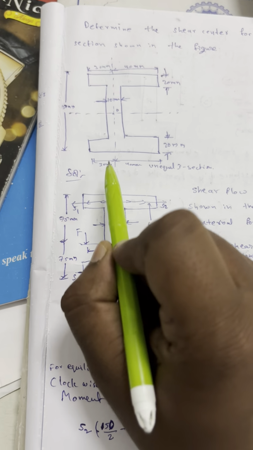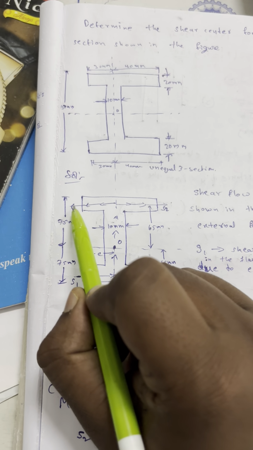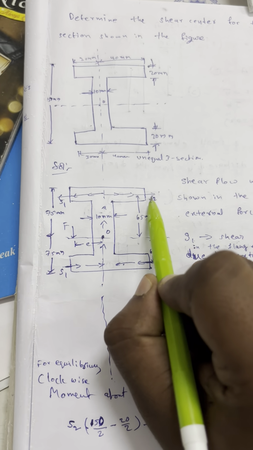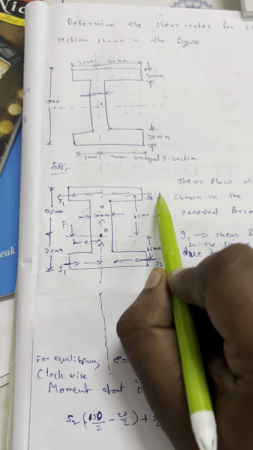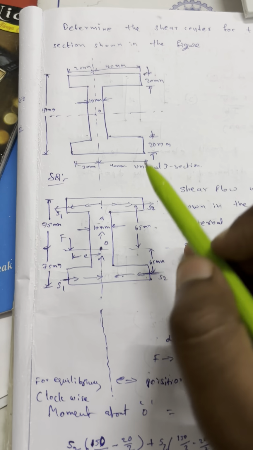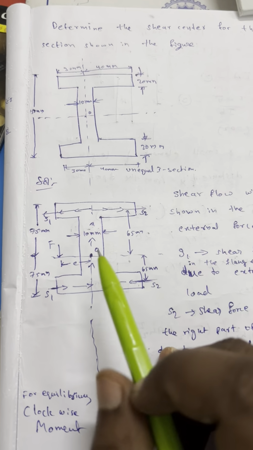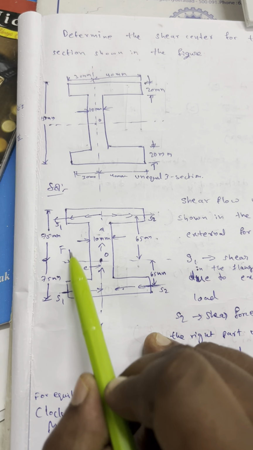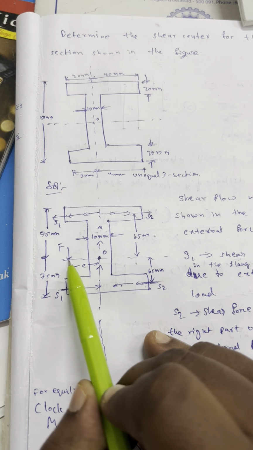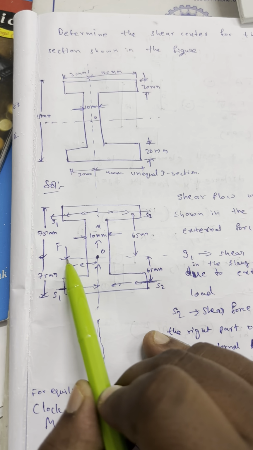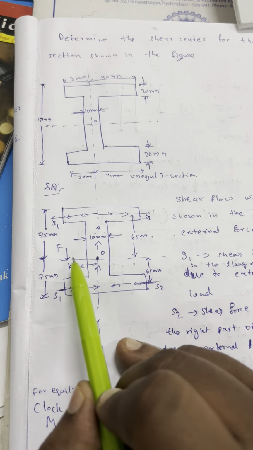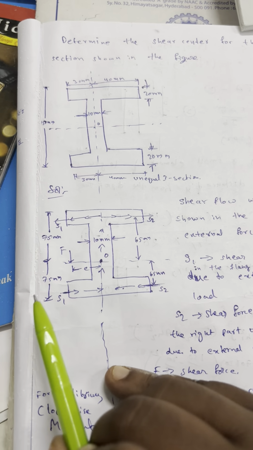To the left side part of the y axis, I will take the shear force in the flange as S1, and here also S1. To the right side S2, S2. Here it is towards this. S1, S2 are the shear forces in the top and bottom flanges, F is the shear force, and E is the position of the shear center. That means I am assuming some point at a distance of E from the centroid O of the I section. This E I need to find, the shear center.